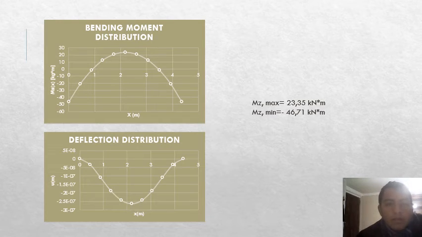If we observe the bending moment distribution, the maximum value occurs in the middle of the beam, and on the other hand, at the ends, the extremes of the beam, the bending moment is minus 46.71, and the maximum bending moment is 23.35. In the same way, the deflection distribution is maximum in the middle of the beam.